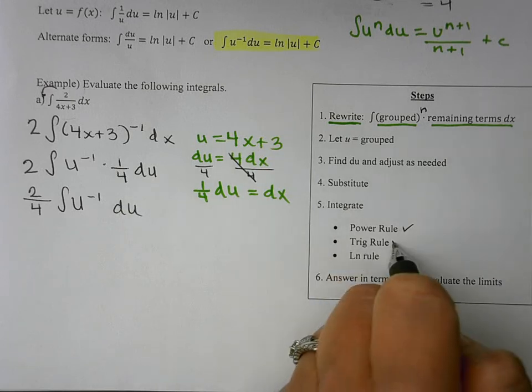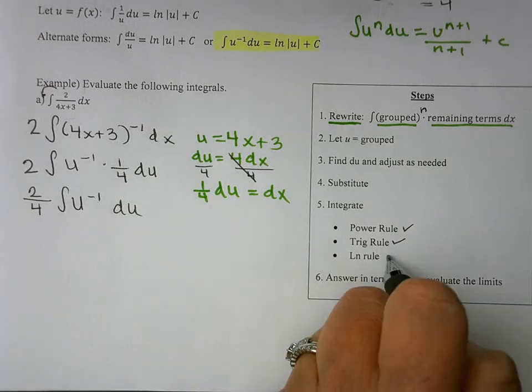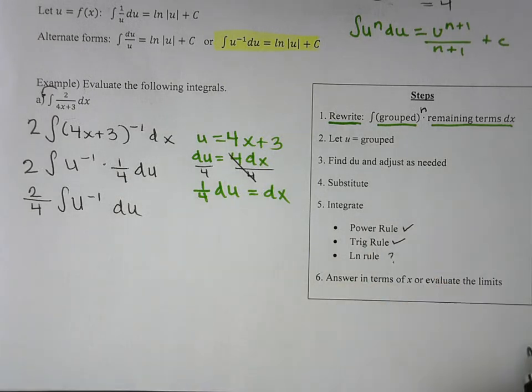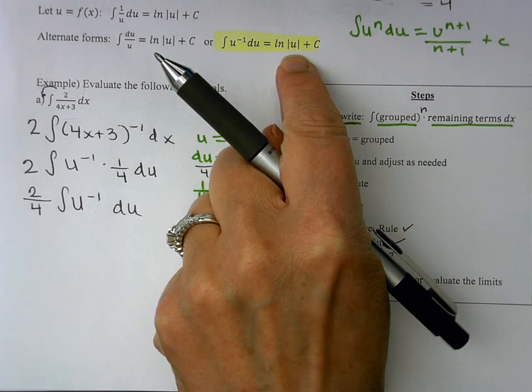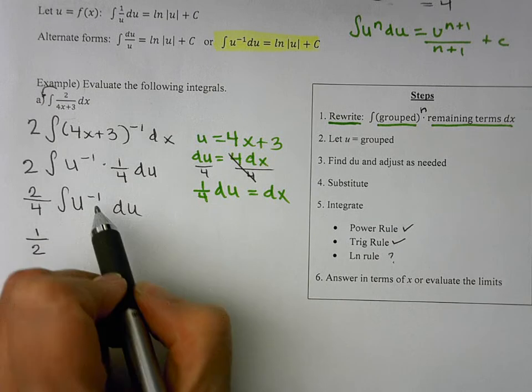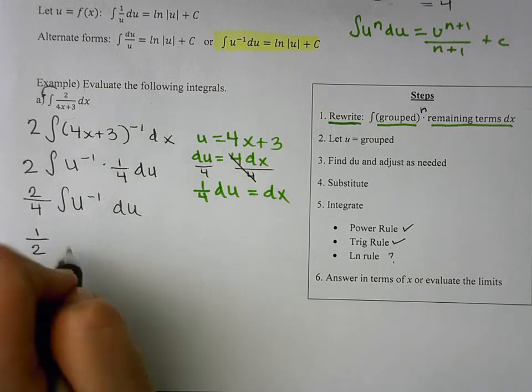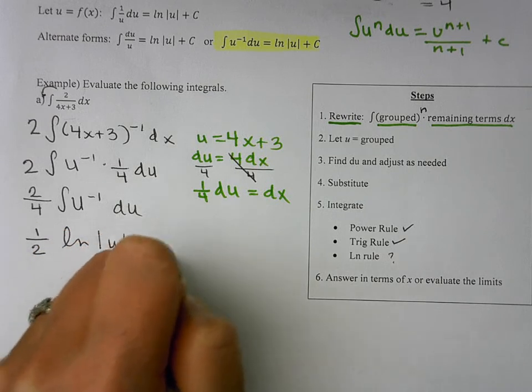It is not a trig, right? Not a trig because there's no sine, cosine, tangent. So that means the only one I have left is the natural log, because the integral of u to the negative 1 du is that. So that is a new rule that we have. So 2/4 is the same as 1/2. So I cannot do power rule, so it's going to be a natural log. And so it's a natural log of the absolute value of u and then plus c.